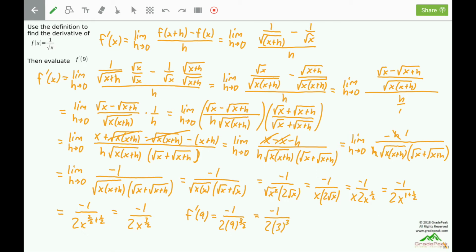Alternatively, you can cube the 9 first, which is a really big number, and then try to figure out the square root of that big number. You'll get the same answer either way. This is the easier route. 3 cubed is 27. -1 over 2 times 27 will give us -1 over 54.